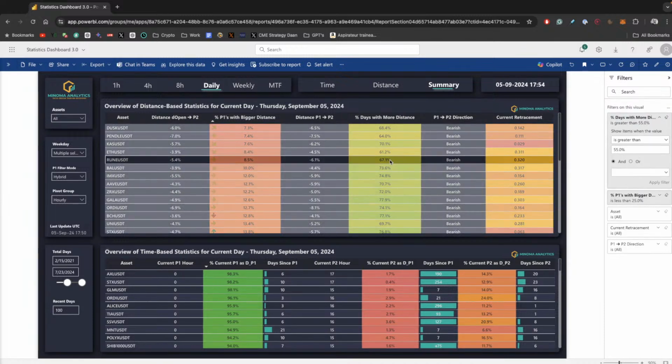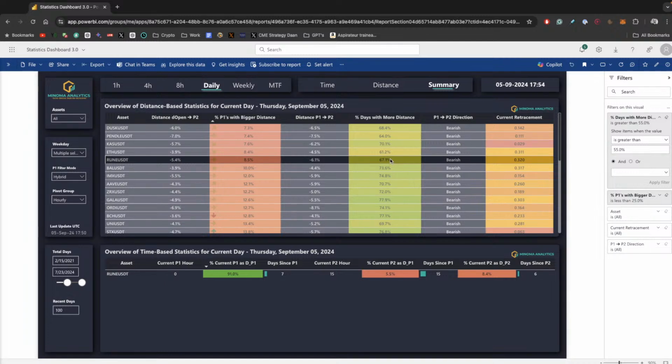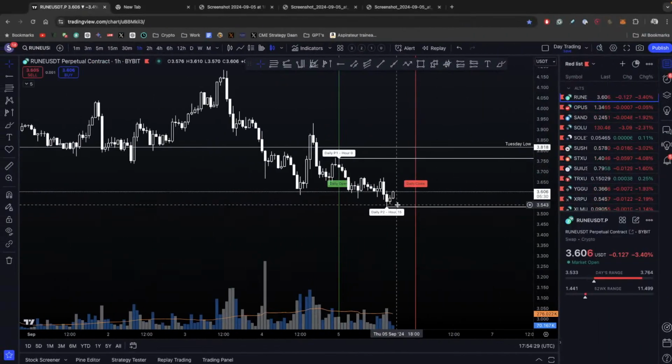So 67% of the days would go lower from P1 to P2. We have P1 at hour 0, it's really good, P2 at hour 15. It's not the weirdest P2 in the world, especially if I select the 3 hours. So here I look at 3 hours instead of 1 hour, which I personally like to do in these cases. And this is simply not a very weird place to put in the daily low.